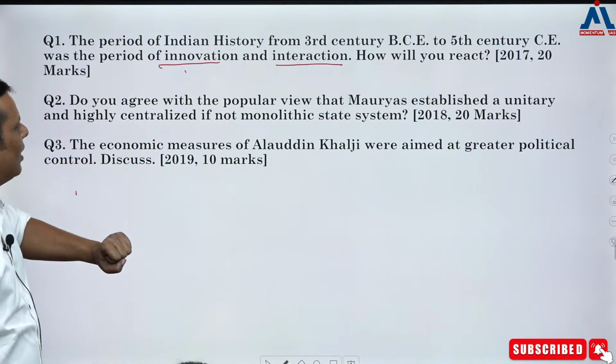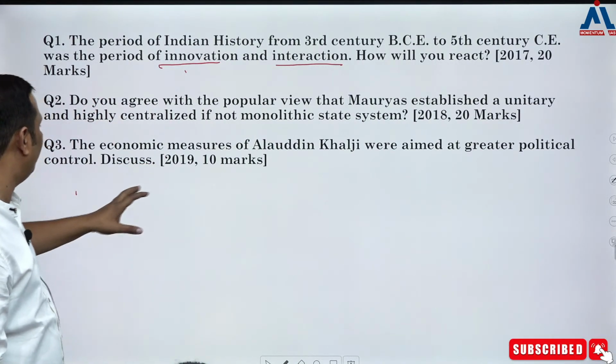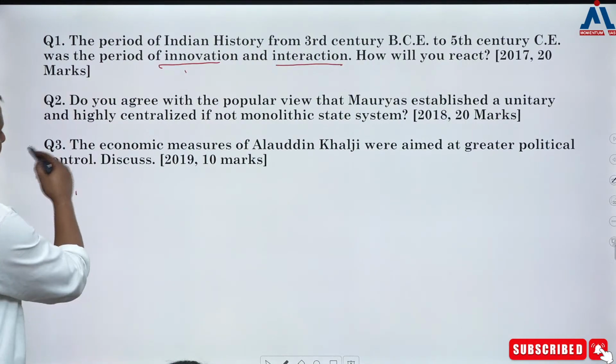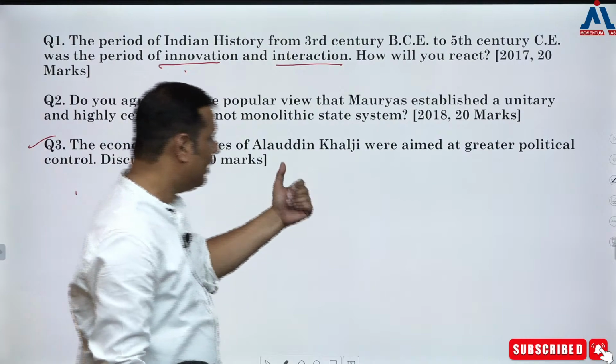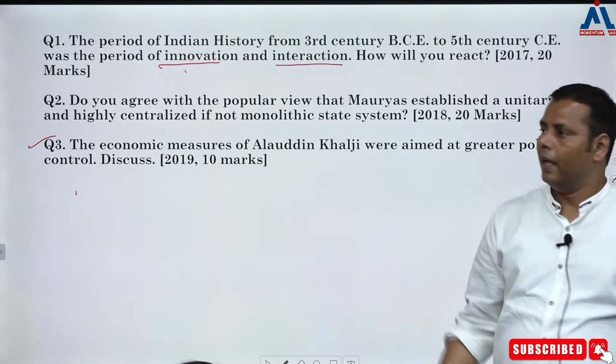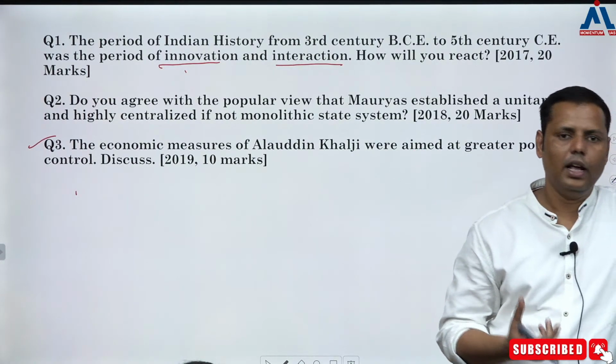Do you agree with the popular view that the Mauryas established a unitary state? This is a very popular question, it's a debate. The economic measures of Alauddin Khilji. Yes, this is a very important question from medieval. The economic measures of Alauddin Khilji were aimed at greater political control. Discuss, right? So this is the question, and these questions are basically historiographical debates.